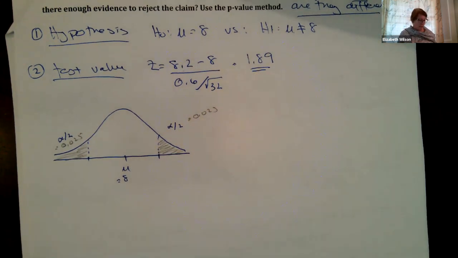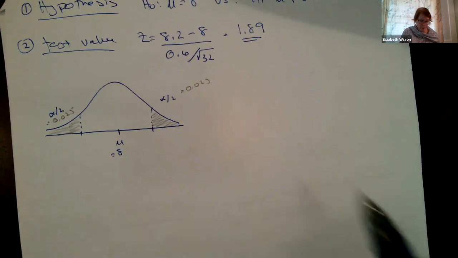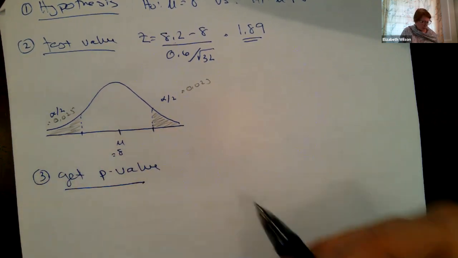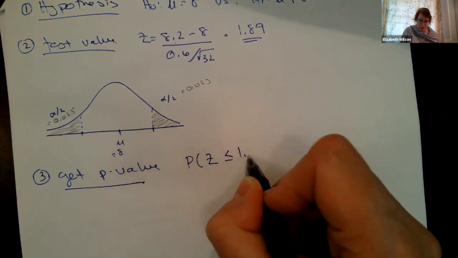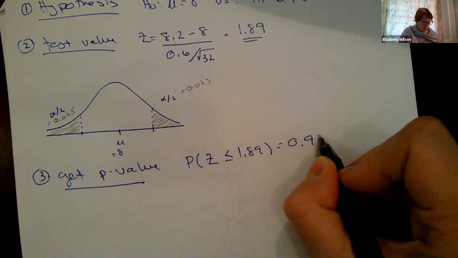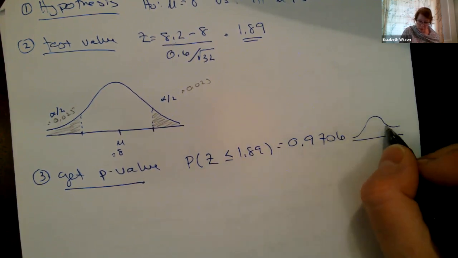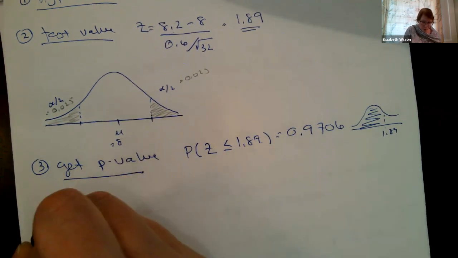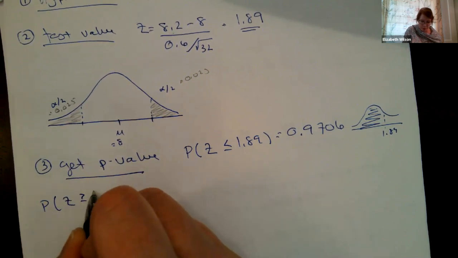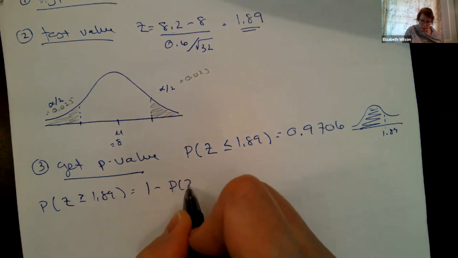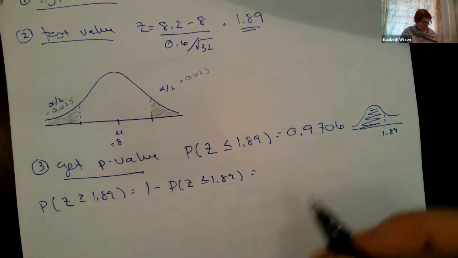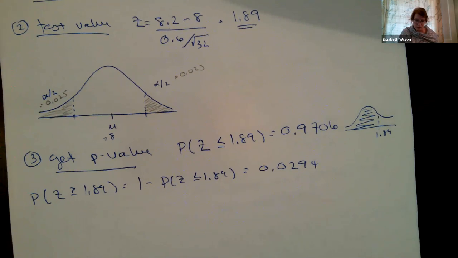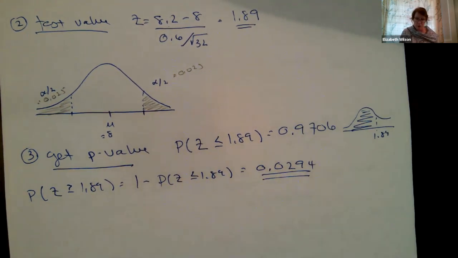From my test value, I have to figure out a p-value. So we're going to get our p-value. My probability that z is less than or equal to 1.89 is equal to 0.9706. I've got a z value, 1.89, that gives me this value right here. Now the probability that z is greater than 1.89 is going to be 1 minus the probability that z is less than 1.89, so this is going to equal 0.0294. I subtracted 1 minus 0.9706. So that's my p-value, 0.0294.